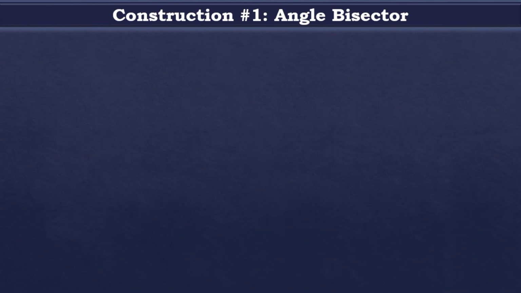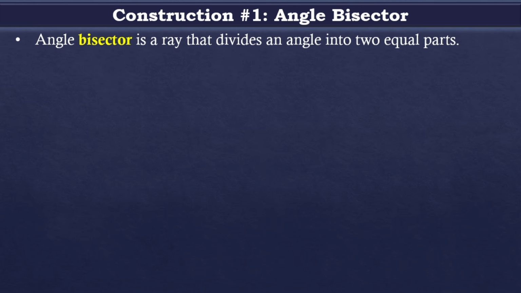So, let's have construction number 1. So, how are we going to construct the angle bisector? So, let us define first what is an angle bisector. So, when we say bisector, every time you hear the word bisector, meron din kasi tayong tinatawag na perpendicular bisector. So, pag sinabi nating bisector, it divides. Okay? It divides an angle or a segment into two equal parts.